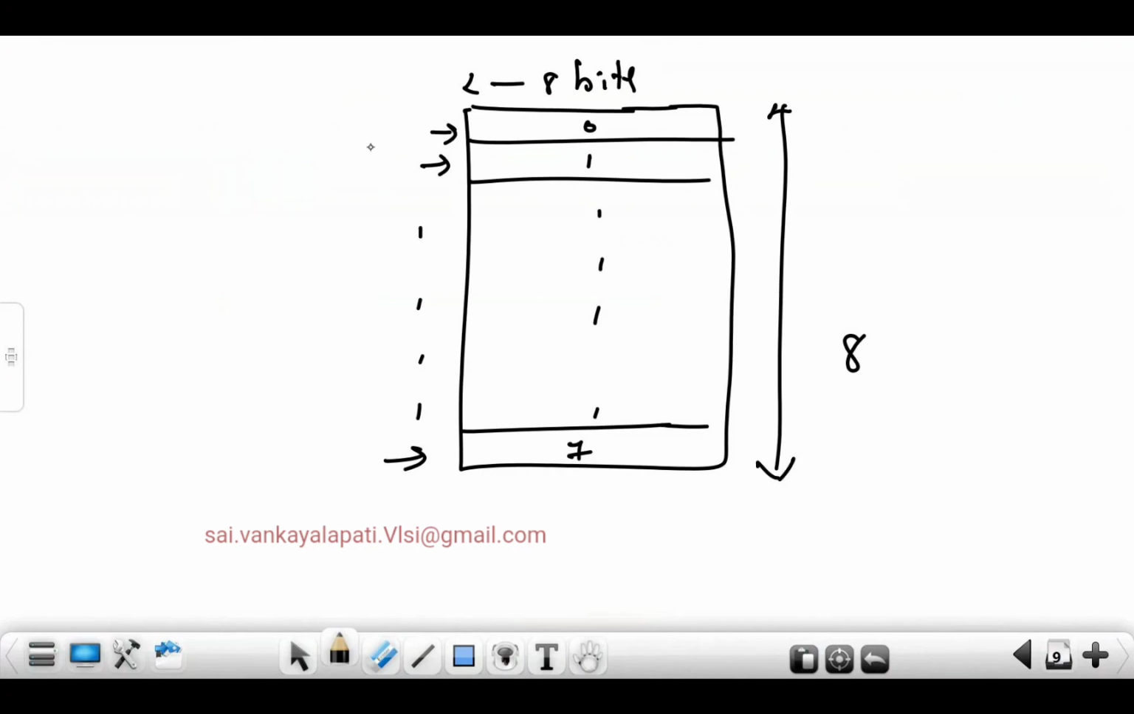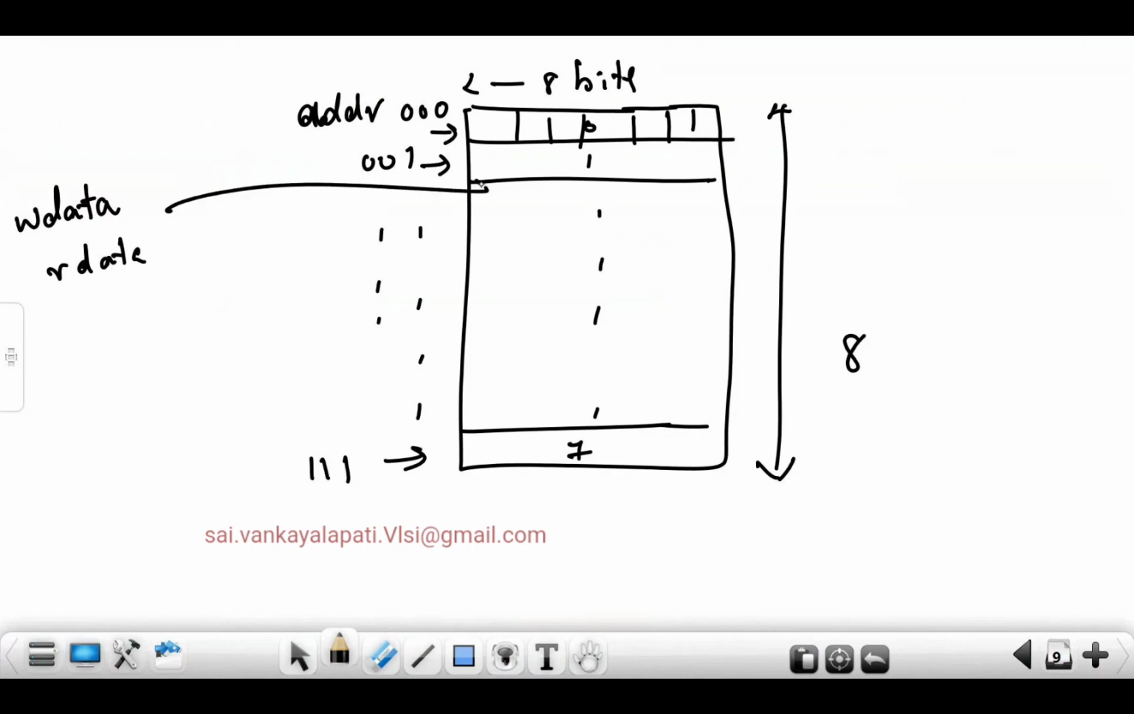What is the address width needed to represent this? How many bits are required for the address? 000, 001, up to 111. You understand? Now I want to write the data to this memory, W data. What is the width of this? I should declare it as 8, which means 7 down to 0. We are writing 8 bits to this, right? Now if I want to read the data from the memory, this to write, this to read.